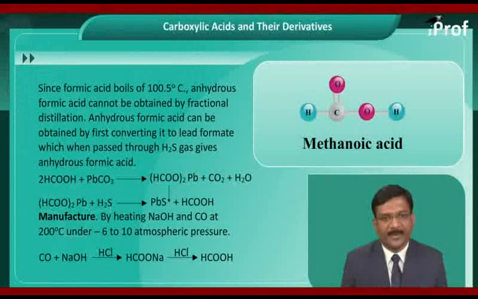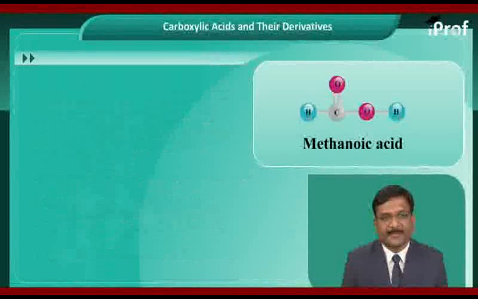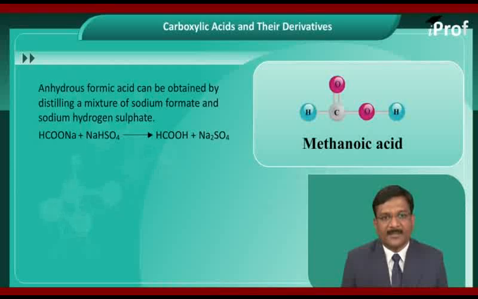Manufacturing of formic acid. Industrially, formic acid is prepared by heating sodium hydroxide and carbon monoxide at 200 degrees centigrade under 6 to 10 atmospheric pressure. Anhydrous formic acid can be obtained by distilling a mixture of sodium formate and sodium hydrogen sulfate.